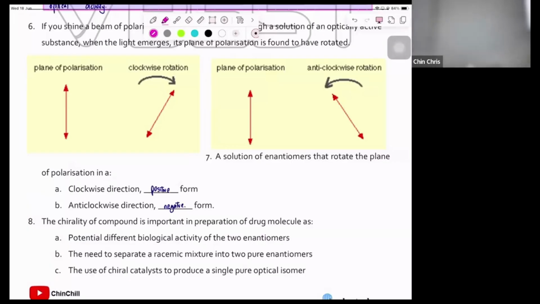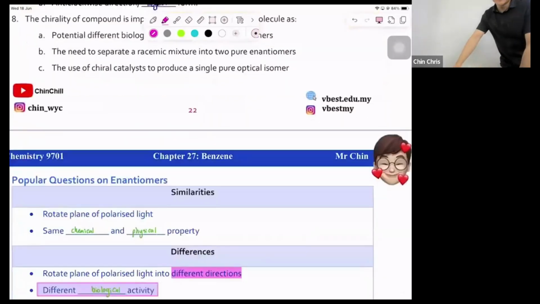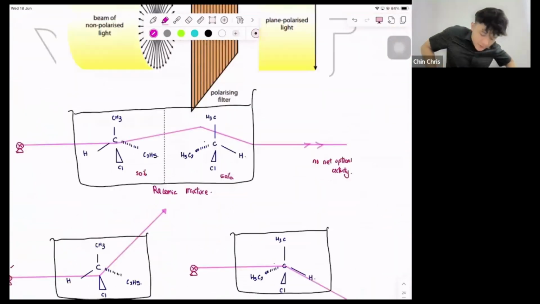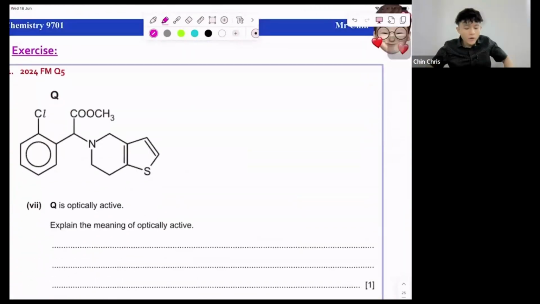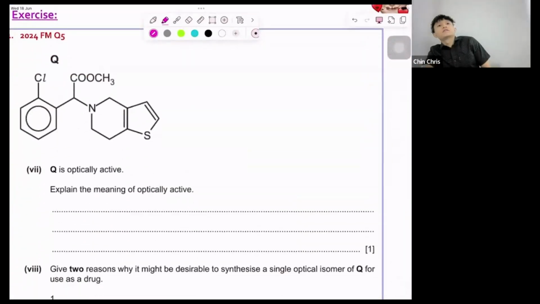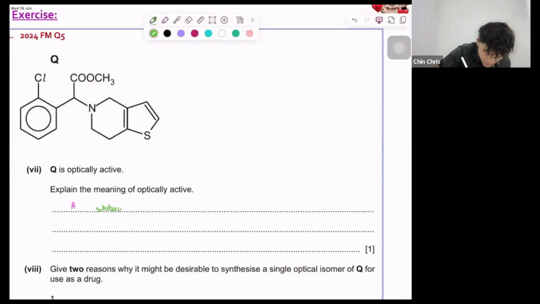Okay guys, let's go. First question that we have. What is an optically active substance? What do you mean by optically active? Optically active means that it will rotate the plane of polarized light. So I can mention that it's a substance that's able to rotate the plane of polarized light.